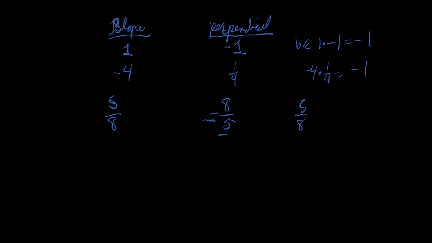5/8 times -8/5 is going to give me -40 over 40, which is just -1. So that's an example of how I would find some perpendicular slopes.